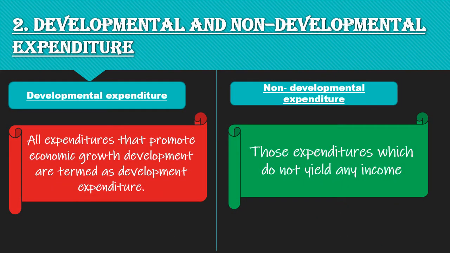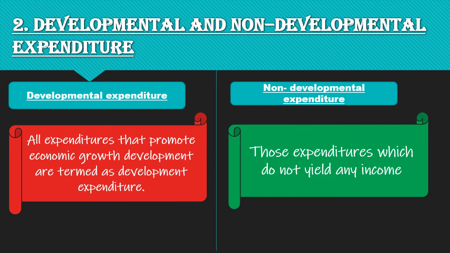That is developmental and non-developmental expenditure. So developmental expenditure refers to the expenditure of the government which helps in economic development by increasing production and real income of the country. Some people also call it productive expenditure because it helps in increasing production and productivity of the economy.